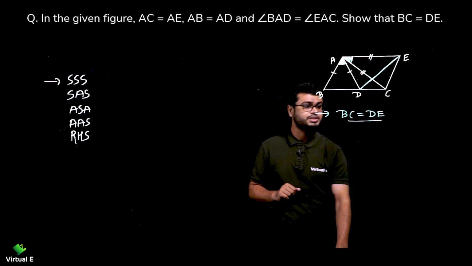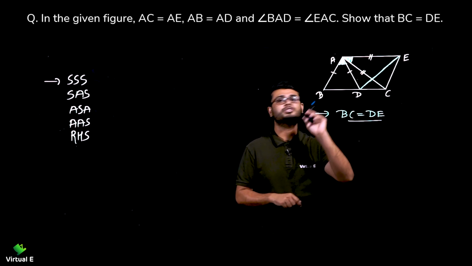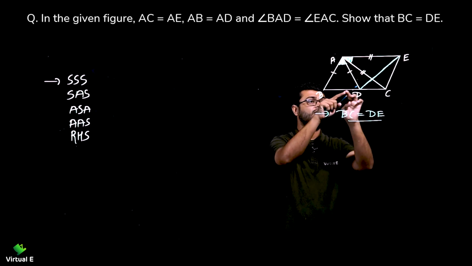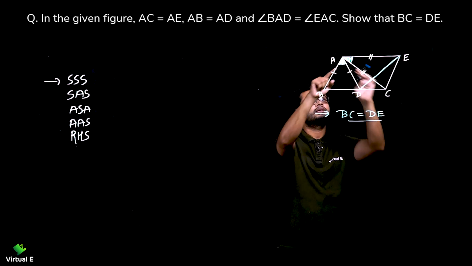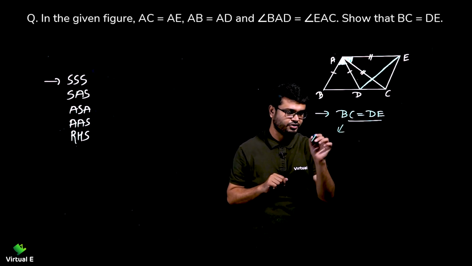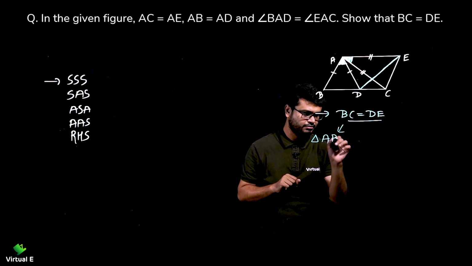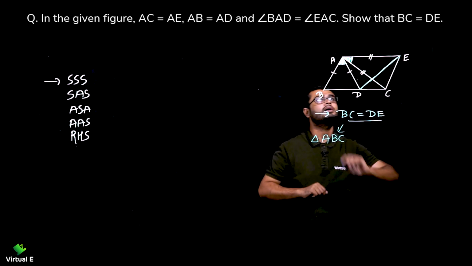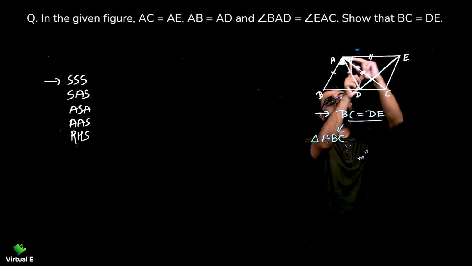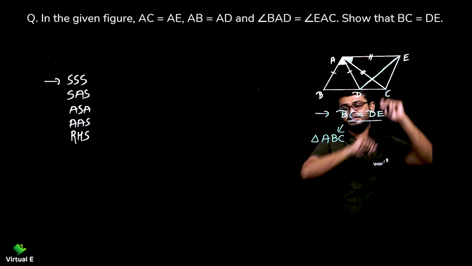So let's start with the BC only. BC belongs to which triangle? See, this is BC, and if we join these two sides, we'll get A. So for this, we need triangle ABC. And for DE, what do we need? DE, again, AE. This is what we need.